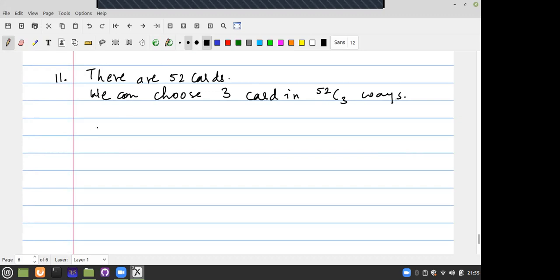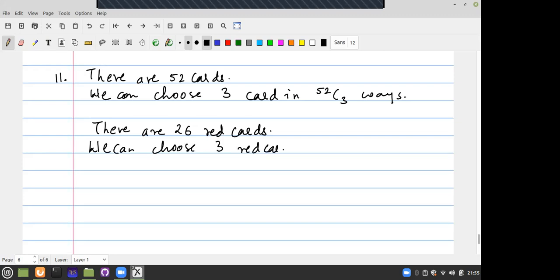Now, how many red cards are there? 26. So again, we'll mention that there are 26 red cards. Okay, and again we'll write that statement. We can choose 3 red cards in 26C3 ways. Is this clear? Yes, sir.